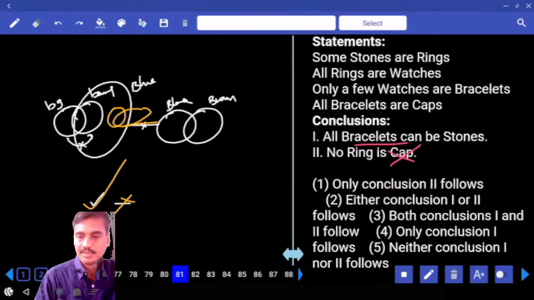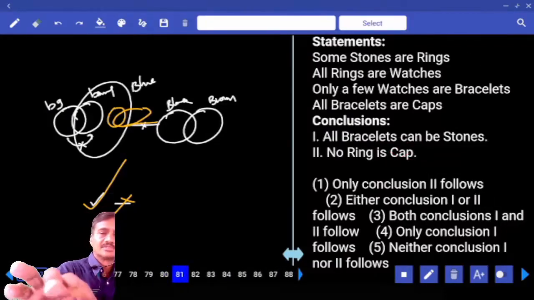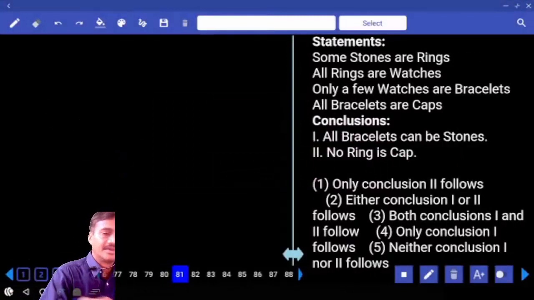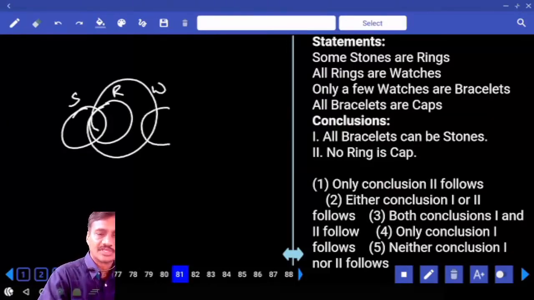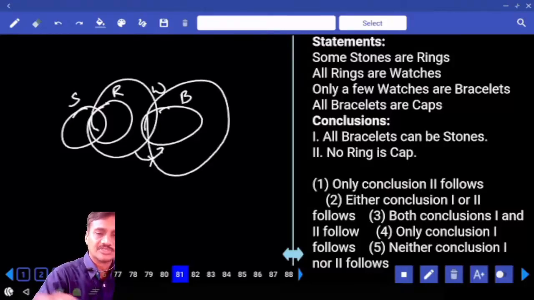Then 81. Now in this 81, some stones are rings. All these rings are watches. And only a few watches are bracelets. Only some watches are bracelets, but not all. And all these bracelets are caps. And all bracelets can be stones or not?